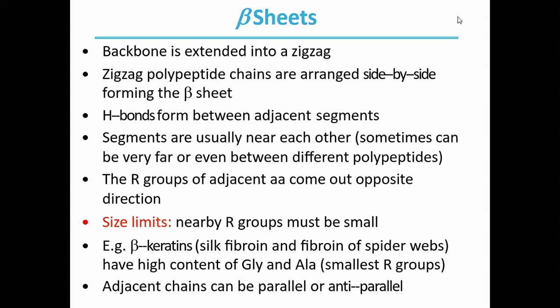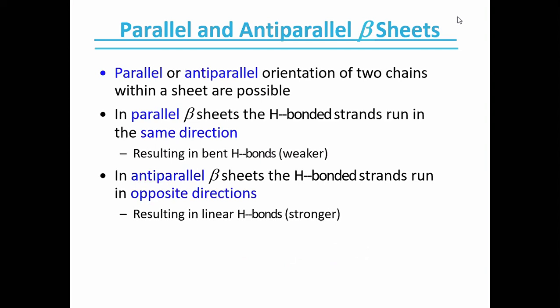Okay. So we have two kinds of beta sheet, either parallel or anti-parallel. In parallel beta sheets, the hydrogen-bonded strands run in the same direction, resulting in a weaker hydrogen bond. For anti-parallel, the beta sheets' hydrogen-bonded strands run in opposite directions, so it results in a stronger hydrogen bond.